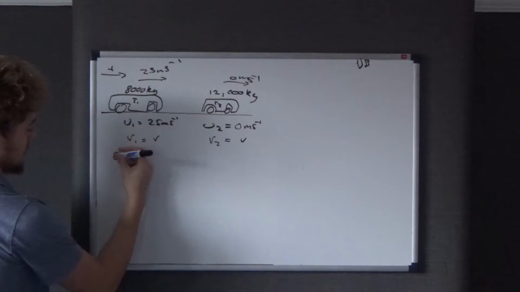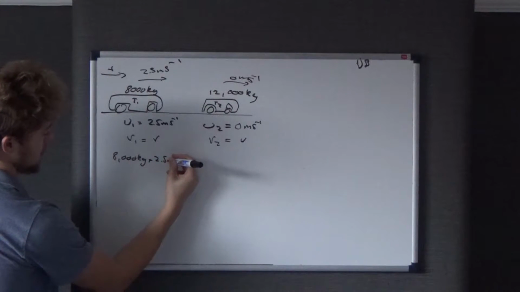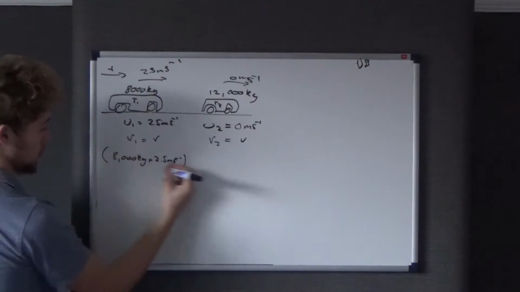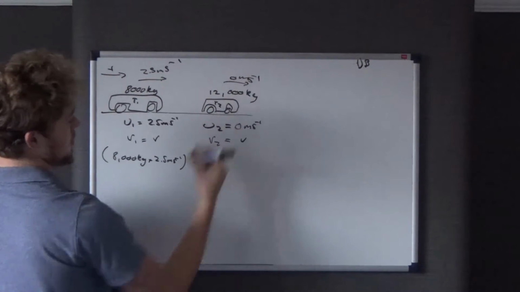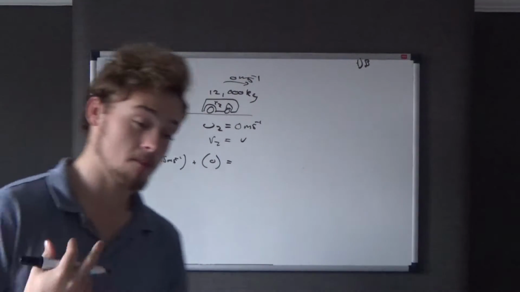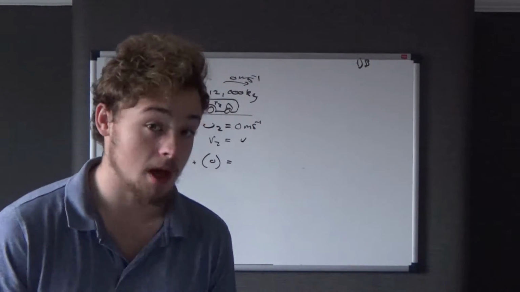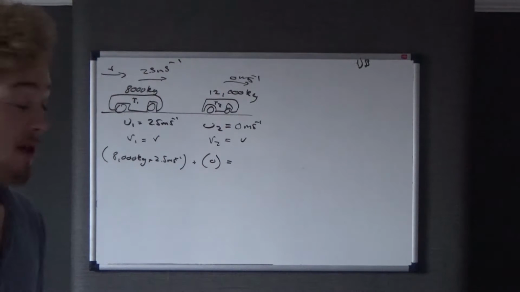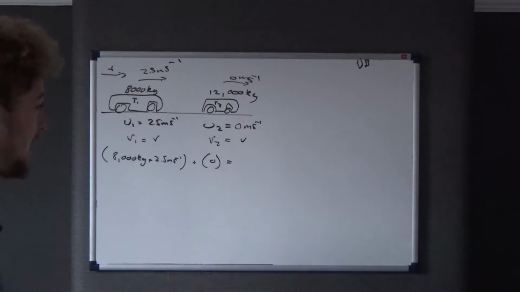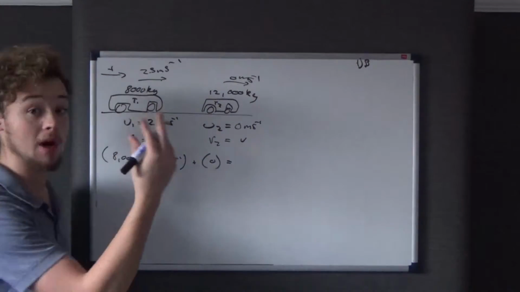So it's going to be 8,000 kilograms times 2.5 meters per second, plus 0 times 12,000, or you can just put plus 0 in brackets. But if this was a marked question on a section B paper, you would need to put the 12,000 times 0 to show where you're getting the 0 from. As you don't get marks for the working out, you don't need to put that 0 at all. But it's just to help you understand.